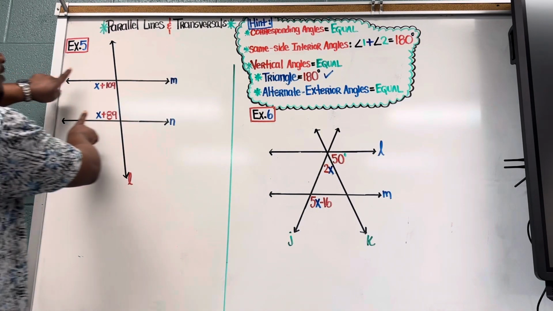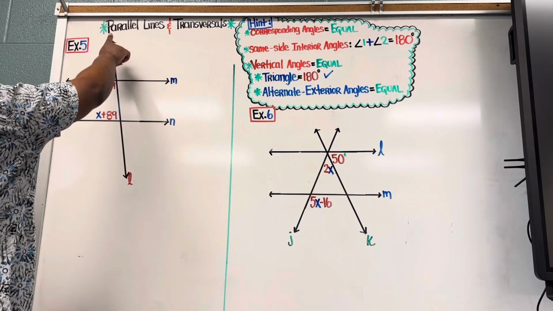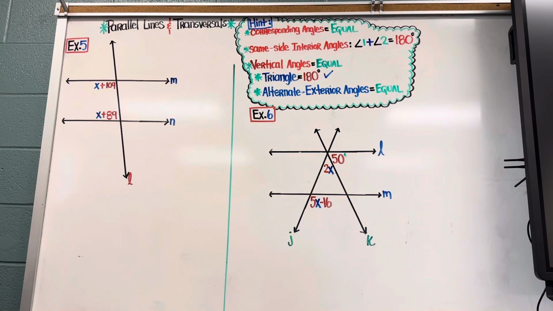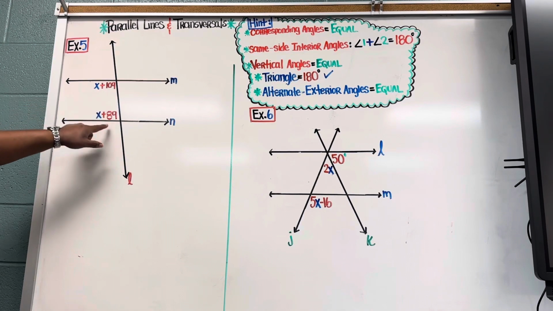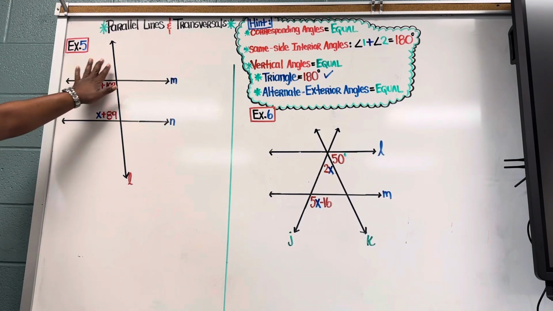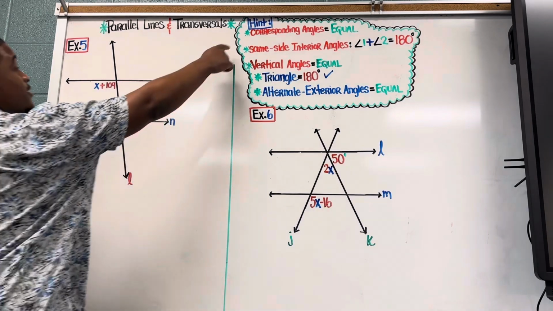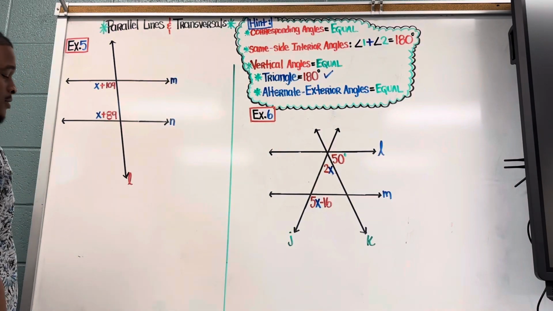I have two parallel lines. Line M and line N are both parallel, and they both are intersected by a transversal L. Okay? So what we need to do is find out the value of x so we can find out the value of these two angles. And from there, we can find out the value of all the other angles, right? Because most of these angles are either corresponding angles, vertical angles, or same side interior angles, okay?